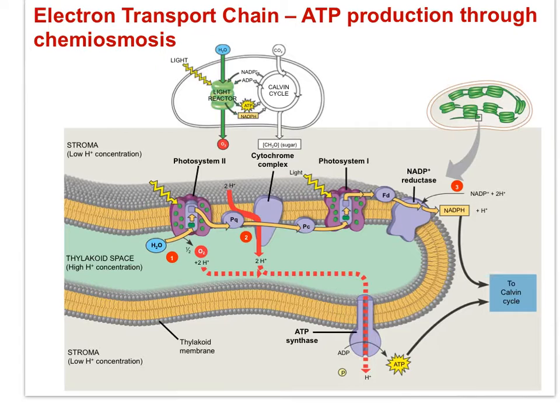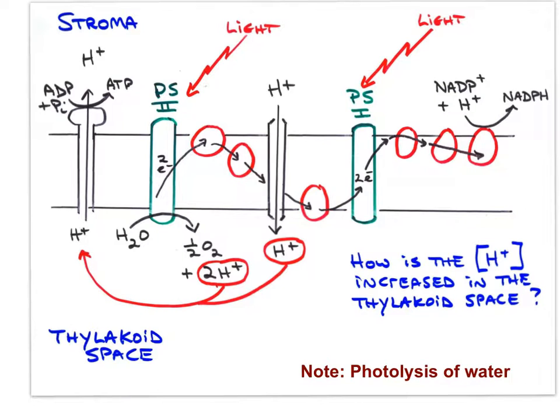Electrons excited at photosystem 1 serve to reduce NADP+ to NADPH. ATP and NADPH move to the Calvin cycle, the light-independent reactions, in order to fix carbon dioxide into carbohydrate. Here is my drawing of the thylakoid membrane. It displays the absorption of light by photosystem II and photosystem I.